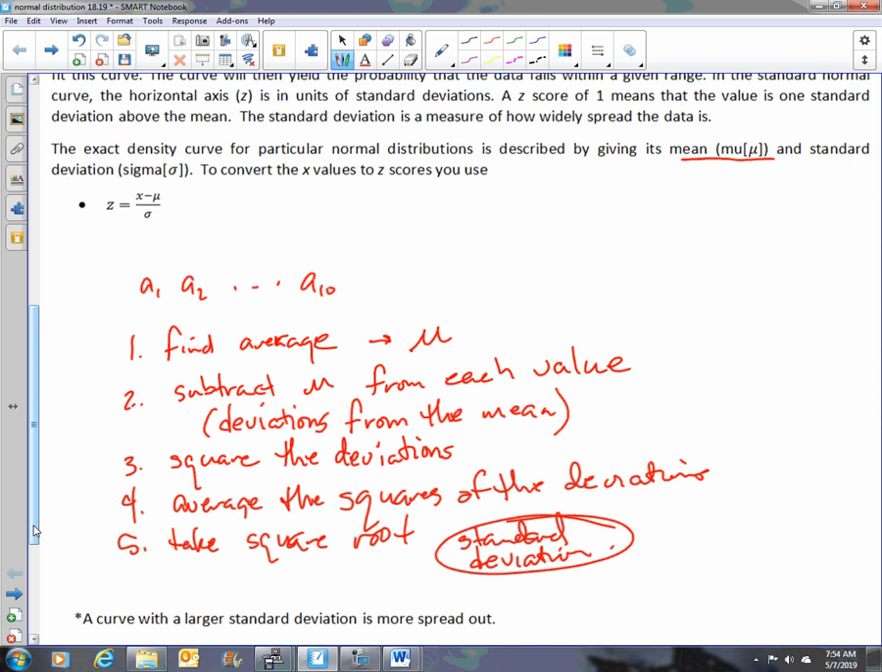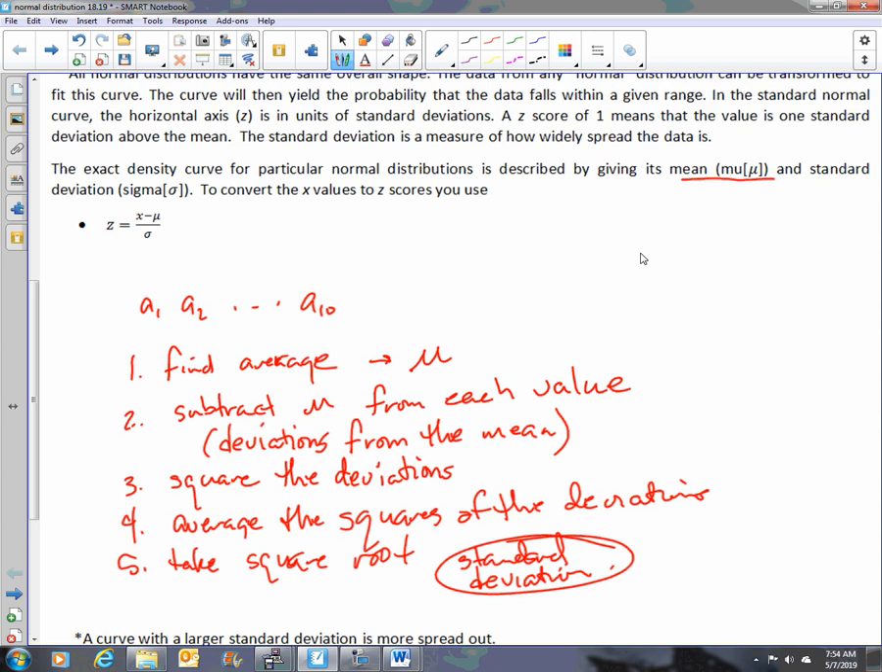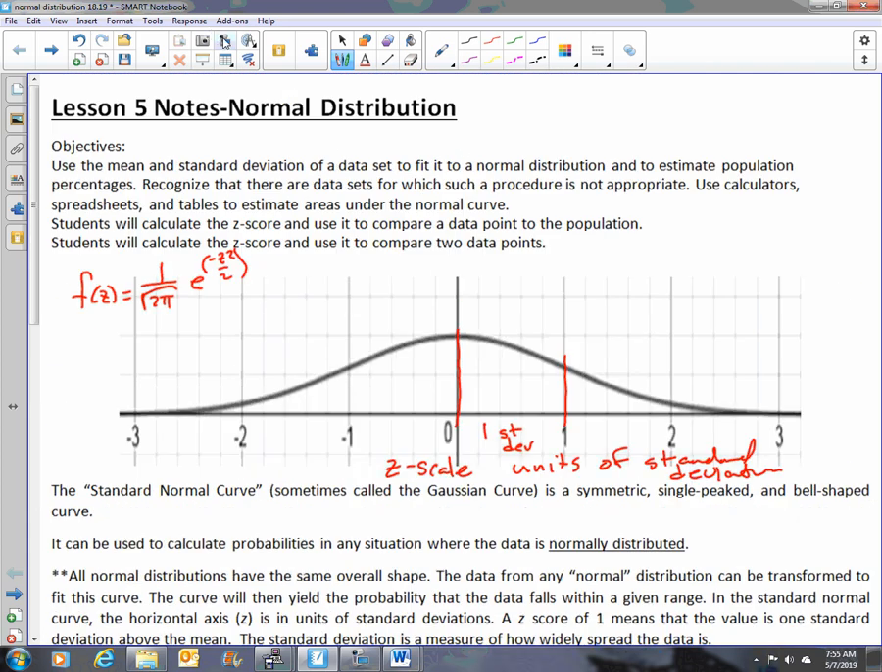I don't know about you, but that really seems pretty made up to me. Now, the good news is we have machines now that'll do this for you, but it's an awful lot of work, okay? To find a standard deviation for a data set is an awful lot of work. But what we're more interested in knowing is what it means.